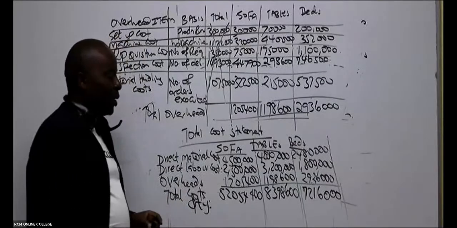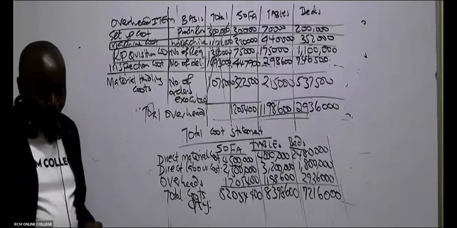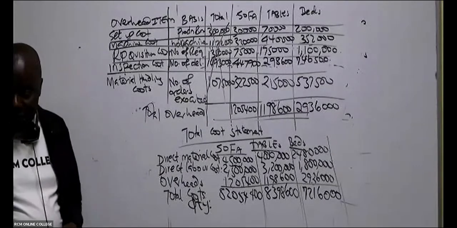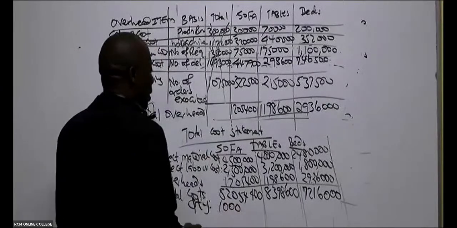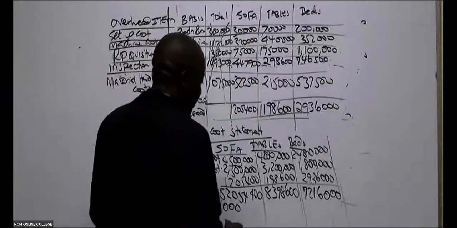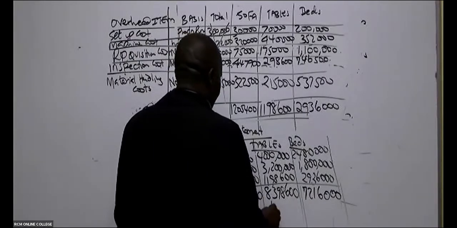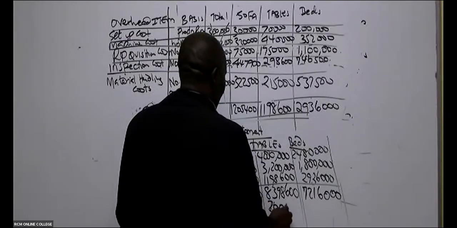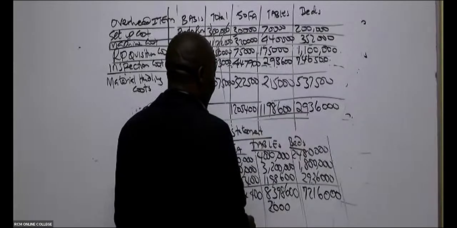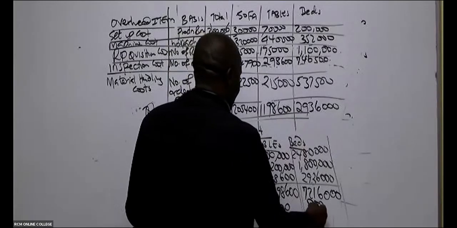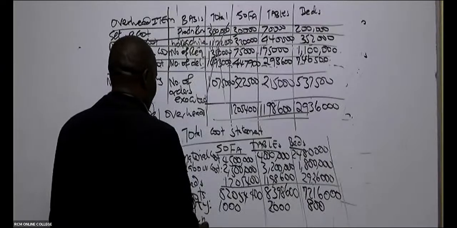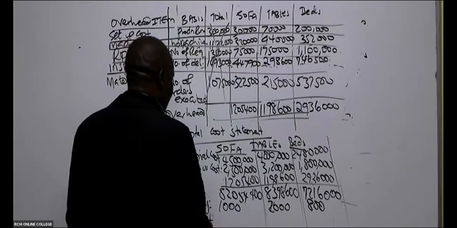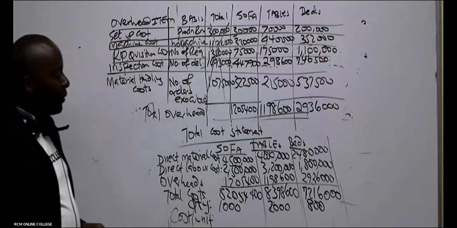How many sofas are we supposed to produce? 1,000. So we have 1,000. How about tables? 2,000 tables. How about beds? 800. Thank you so much. So go ahead and give us cost per unit as we say hooray and go home.